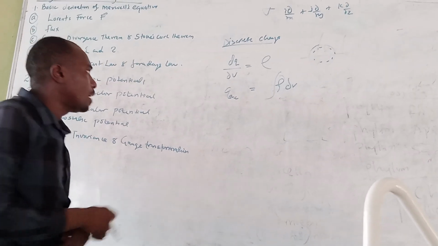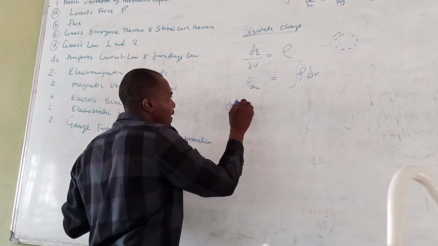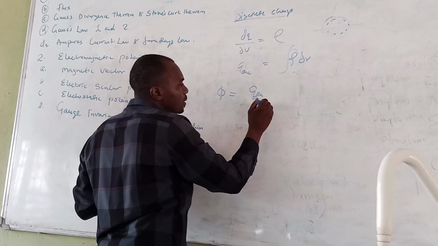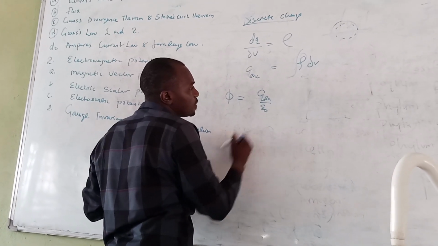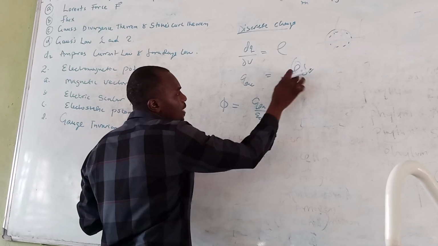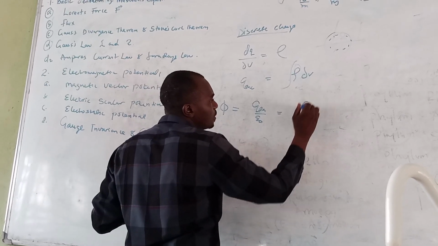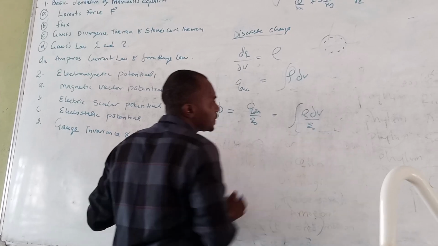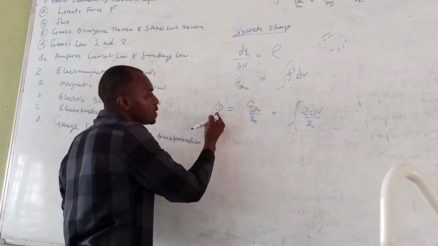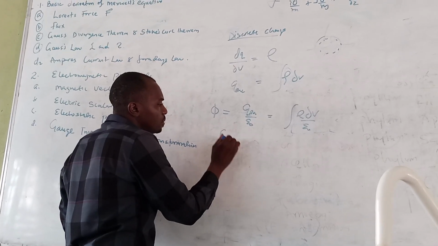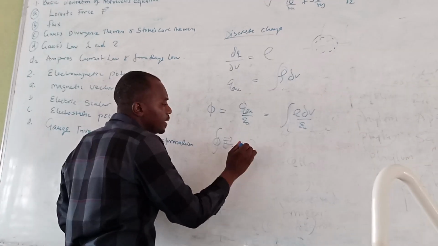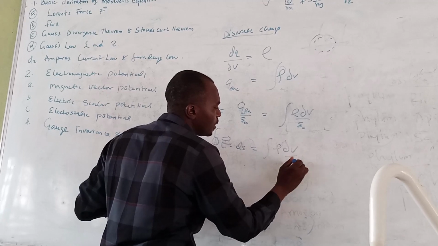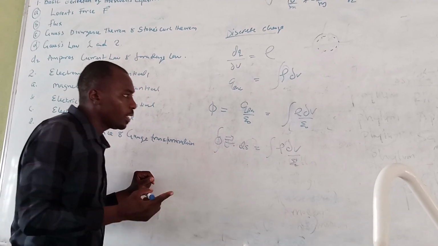And you know that Gauss's law says psi is equal to the charge enclosed all over the permittivity of free space. If you replace this charge with this, what are you going to get? Integral of rho dV all over epsilon naught. So flux is nothing but the integral of E dot ds, which is equal to the integral of rho dV over epsilon naught. I hope we are clear.